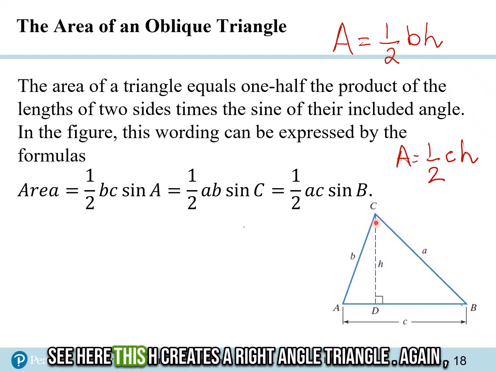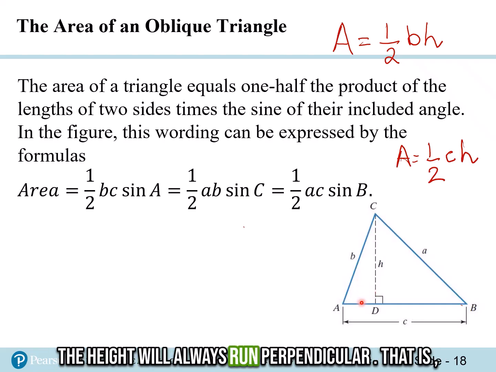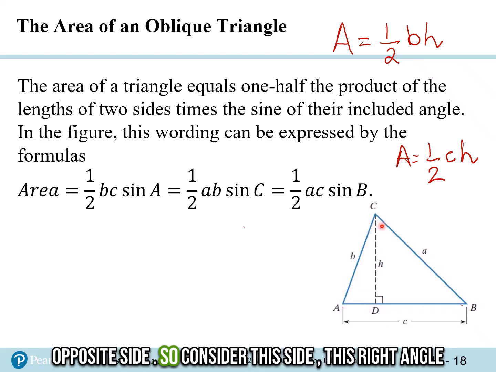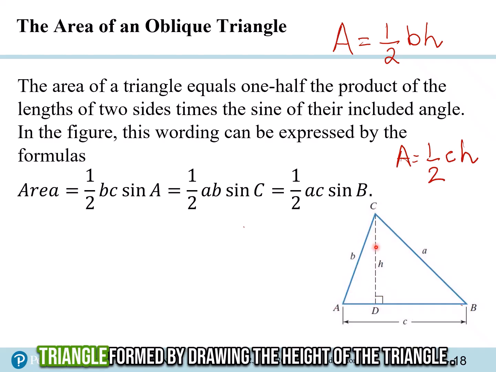We see here this H creates a right angle triangle. Again, the height will always run perpendicular, that is, always run at a 90-degree angle from the base to the opposite side. So consider this right angle triangle formed by drawing the height of the triangle.